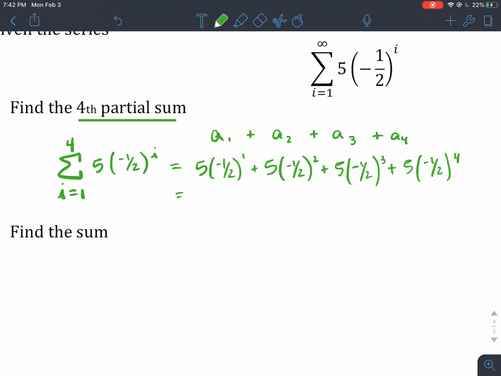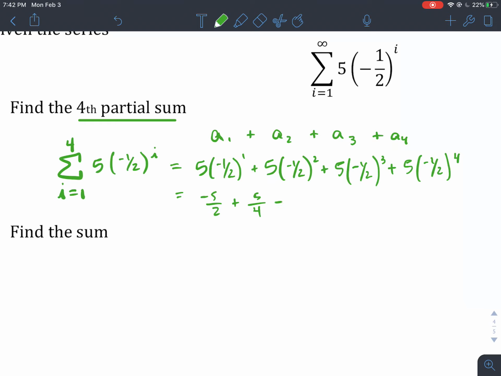And I want to clean this up a little bit. 5 times -1/2 to the first, that's -5/2. Plus 5 times -1/2 squared, -1/2 squared is going to be positive 5/4.